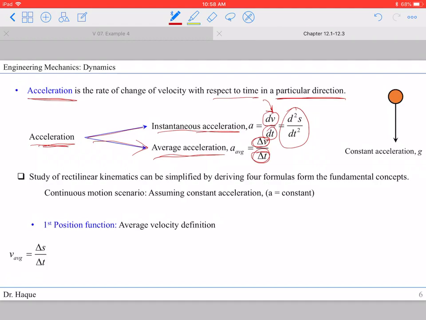Now let's also find the unit of acceleration. From this equation, we can see that the unit of velocity is meter per second, and then in the denominator you have dt, so it's seconds again. Finally, we get the unit meter per second squared, and this is the unit of acceleration.